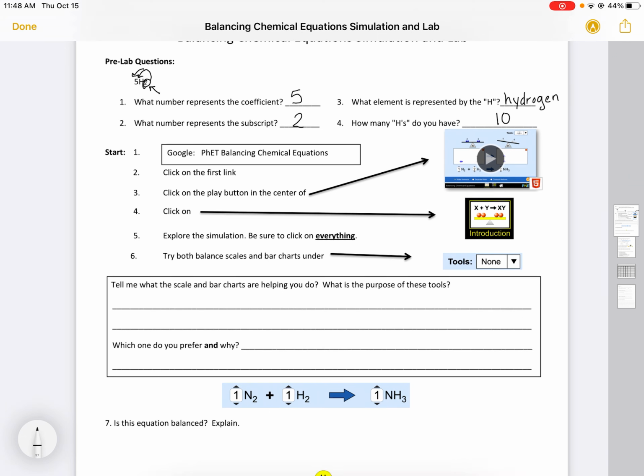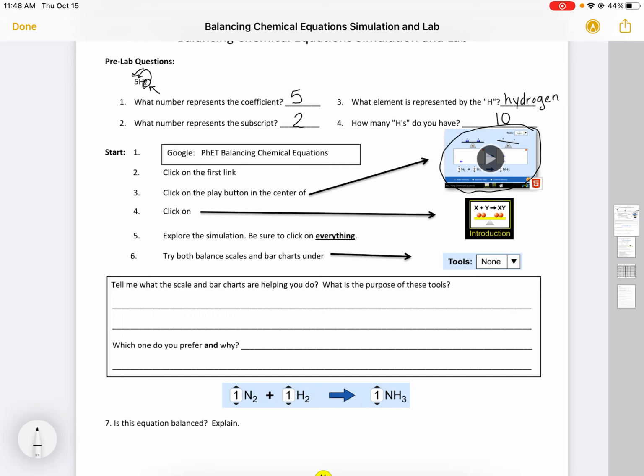Okay, then the next thing you're going to do is you're going to go through a simulation. So I've attached the link in Canvas, so you can just click on it there, or you can Google PhET balancing chemical equations, and then you'll click on the very first link that shows up. And then it should pop up with something that looks like this over here, and then you'll click that play button in the middle, and it should show you there's an introduction and there's a game. So you want to click on the introduction first.